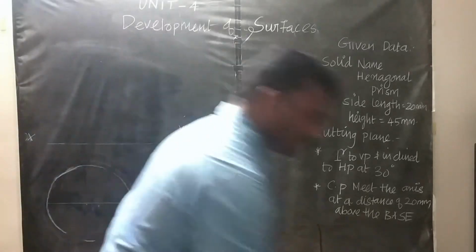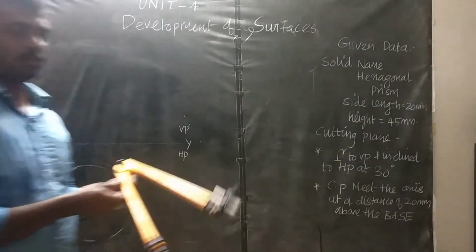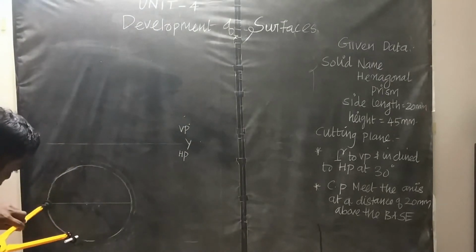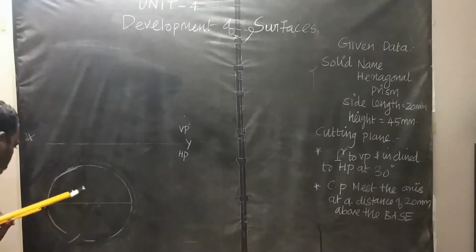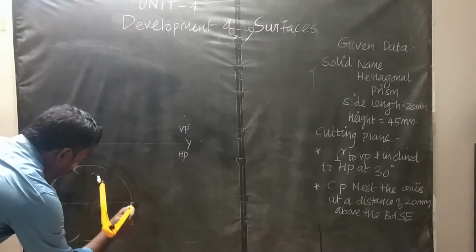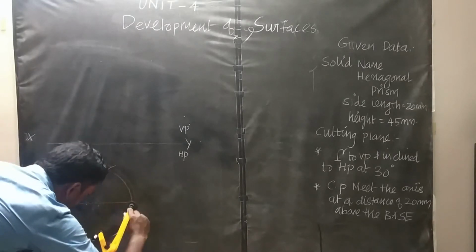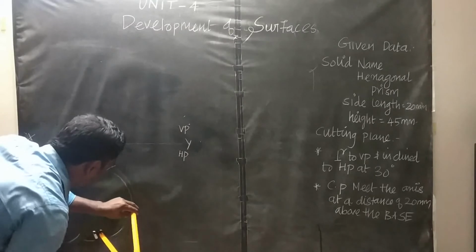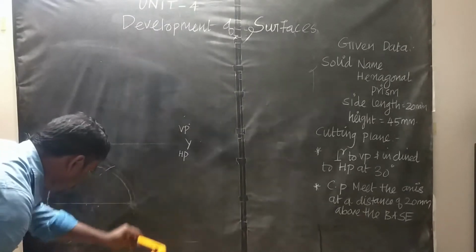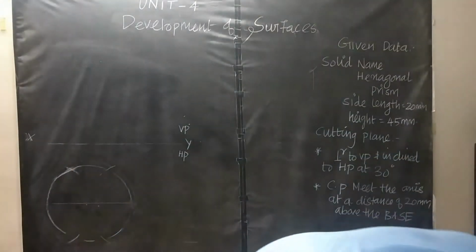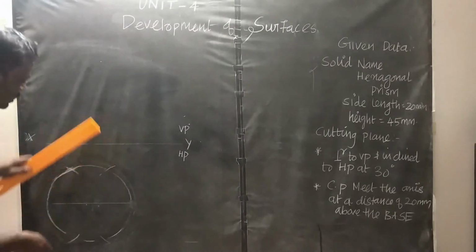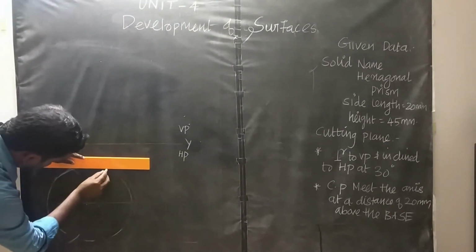Okay, then take 20 mm radius. This point is the center. Draw one arc on the circle circumference like this, above and below. Similarly, this end is the center. Draw one arc above and below on the circle circumference. Then after drawing these arcs on the circle circumference, connect these points by straight lines. Draw the lines lightly.